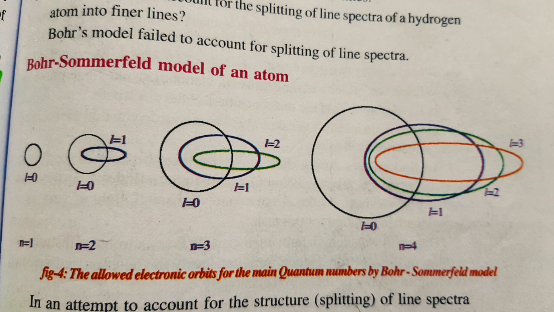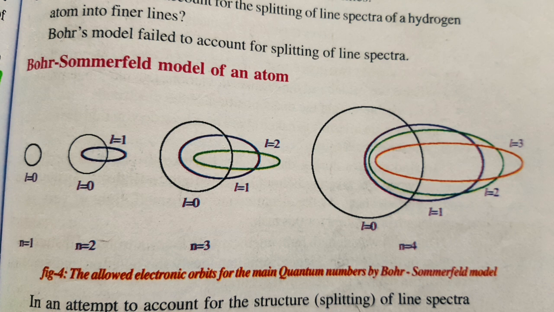You can also observe this: n is equal to 1, l is equal to 0. That is the main shell, the first shell. There are no elliptical orbits. For n is equal to 2, l is equal to 0 and l is equal to 1, so one elliptical orbit is there. For n is equal to 3, l is equal to 0, 1, 2, which means 2 elliptical orbits are there. Like that, for the third shell, 3 elliptical orbits are there.